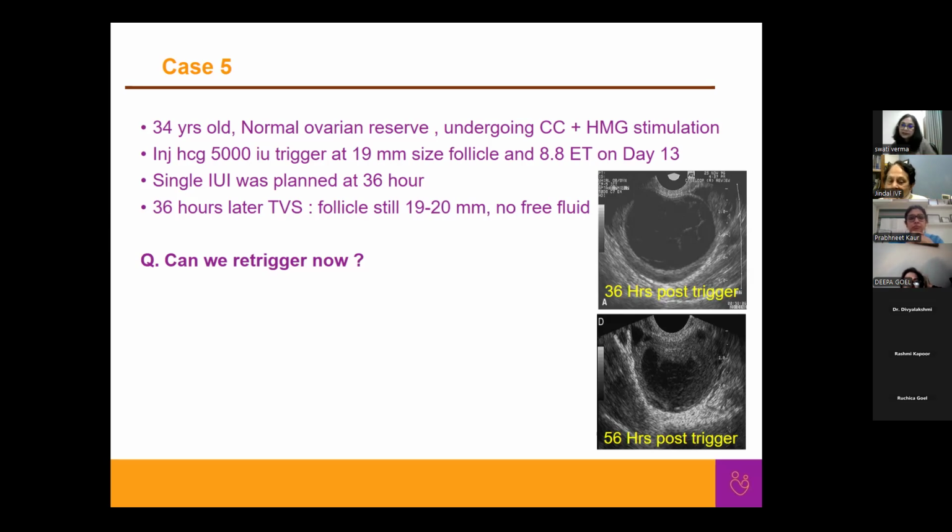Timing, etc. are also helpful. When you are in doubt whether to give the trigger today or tomorrow, sometimes color Doppler does help you. That really helps sometimes. So that is a big factor actually, but it's not mandatory.